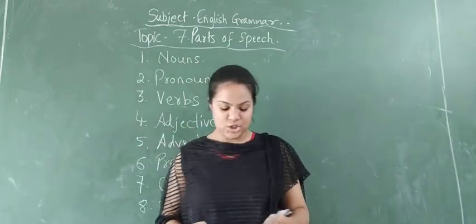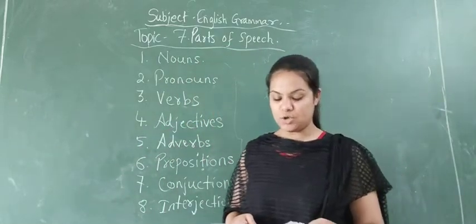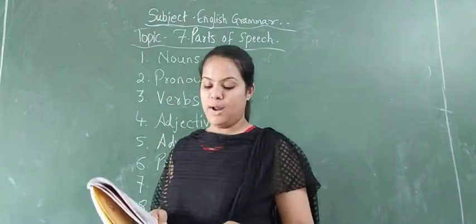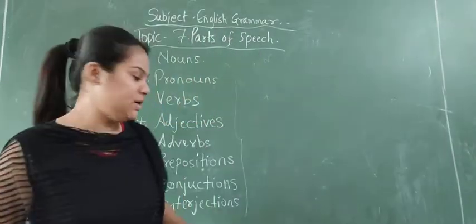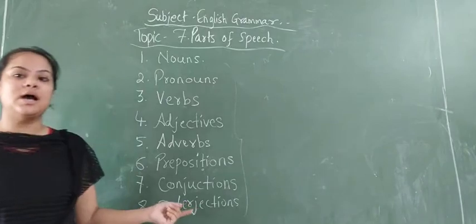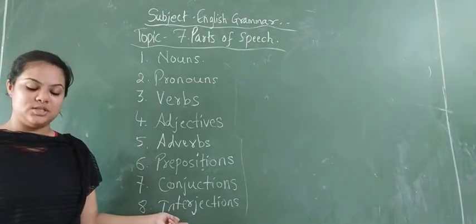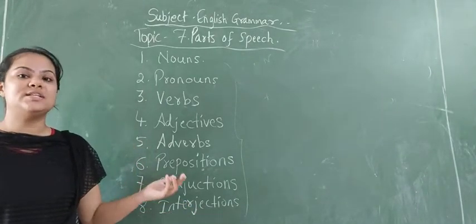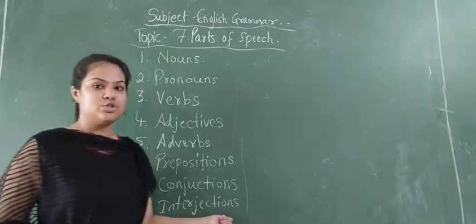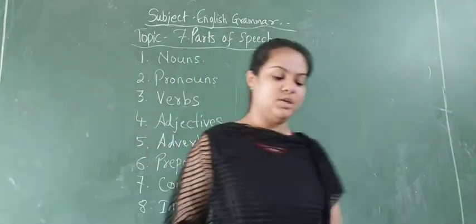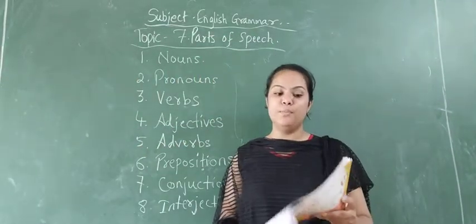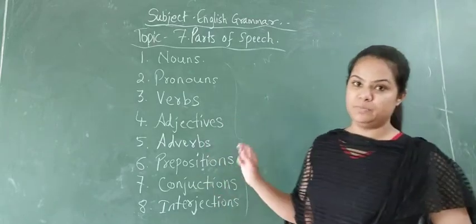Last one, interjections. The interjections last of all, like oh and ouch, are very small. Interjections are at the last. We use interjection to show our expressions like oh, ouch, like this type of interjections. So this is a small poem about all the parts of speech.